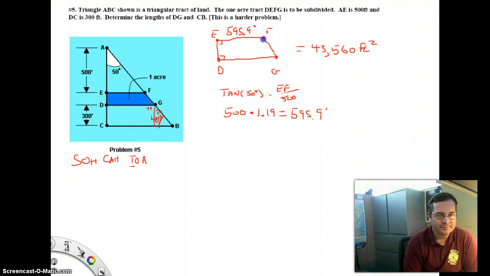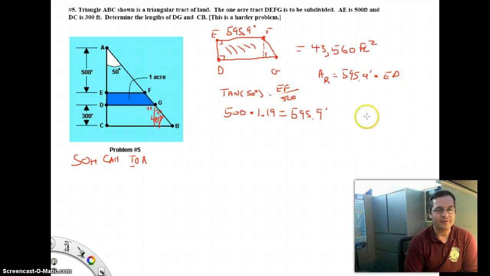But if we draw in a perpendicular line here, we can break this into two areas. There's this area here, which is a rectangle. And if you think about the area of that rectangle, area, and I'll put sub r for rectangle, equals, well, it's length times width, right? We already know the length, 595.9 feet, times distance ED, which we have to solve for. Now think about the area of this triangle. So we'll come up with another area, A sub t. Well, what does it equal?